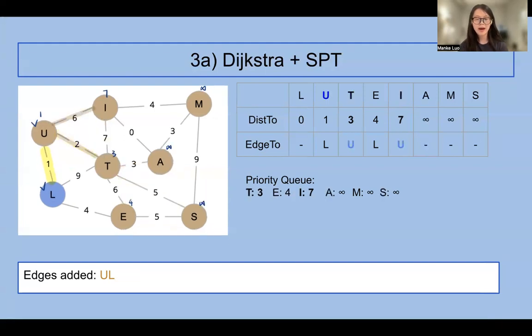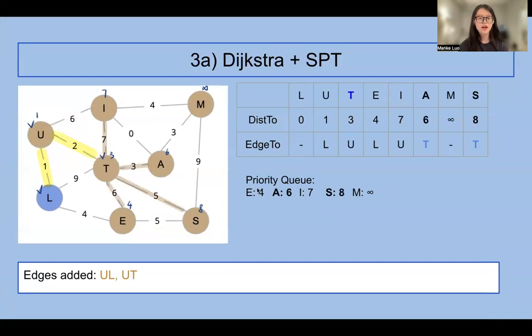Following that, I popped T. And so because I popped T, I'm going to add the edge UT into my SPT. All the edges that are currently in the SPT are highlighted yellow. And the next step is to check all of the unvisited vertices or children of T.